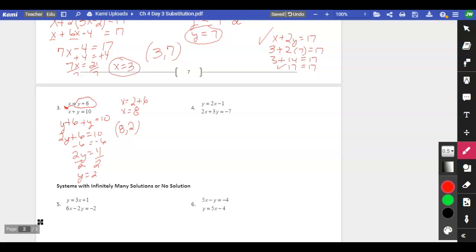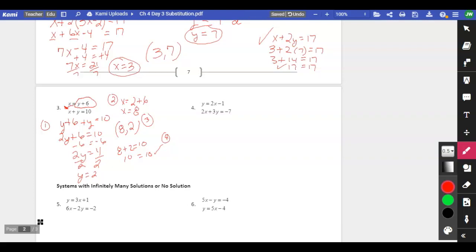Well, look over here to check it. 8 plus 2. Does 8 plus 2 equal 10? Well, yeah. Of course it does. So I checked it right there. So all three things we did: a substitution, we found our second variable, we wrote an ordered pair, and we checked our work.